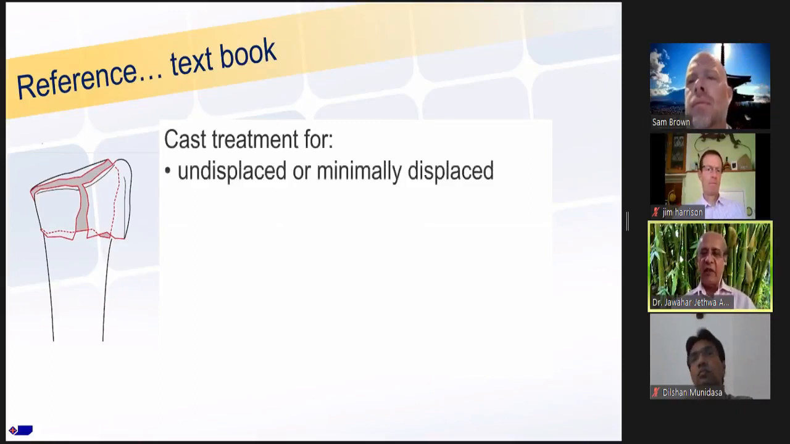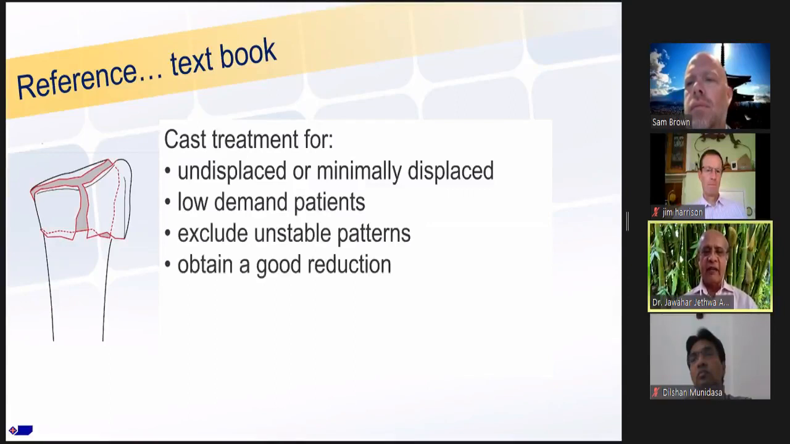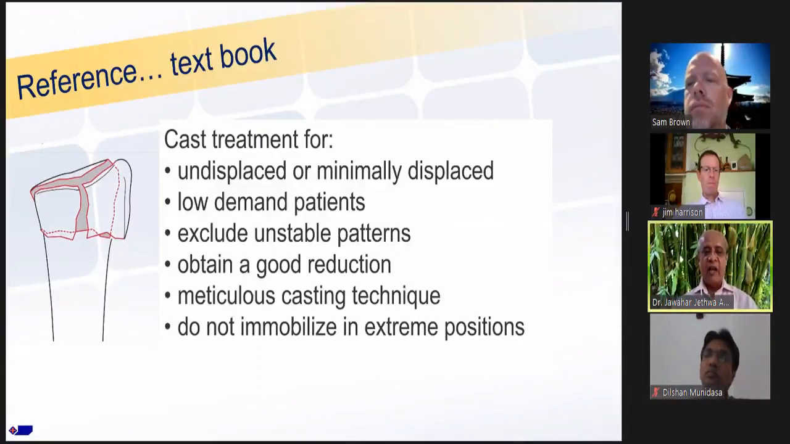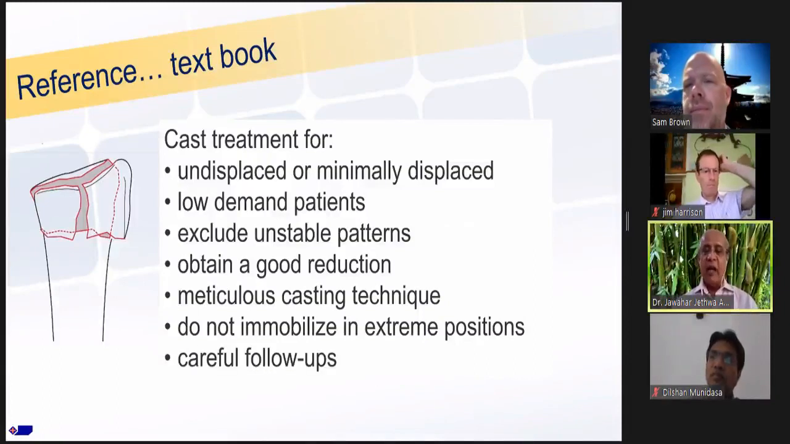And then I checked the textbook, because it is something which I'm not doing routinely and I'm doing in this case. The textbook says that cast treatment for such a patient with this classification is for undisplaced or minimally displaced, low demand patients. Exclude unstable patterns, obtain a good reduction, meticulous cast technique is very much needed, and do not immobilize in extreme of position because it is not fully reduced. There are going to be some congestion in the volar side with carpal tunnel syndrome type of problems, and we need to have careful follow-ups. That was from the textbook.